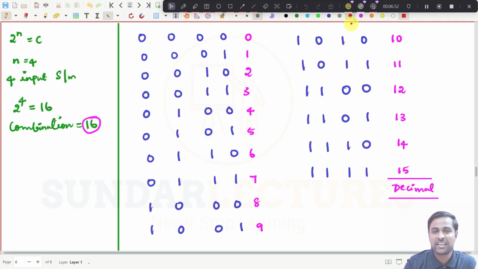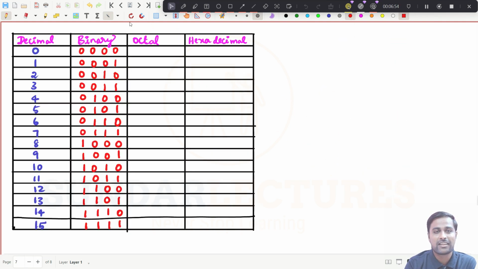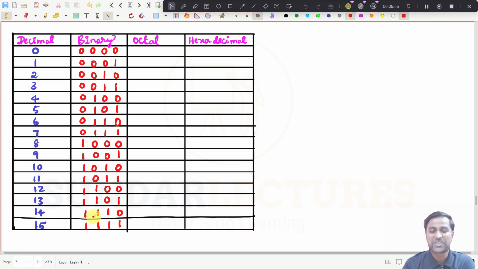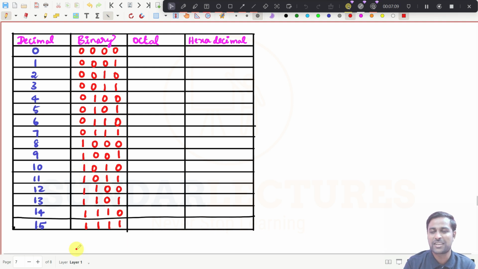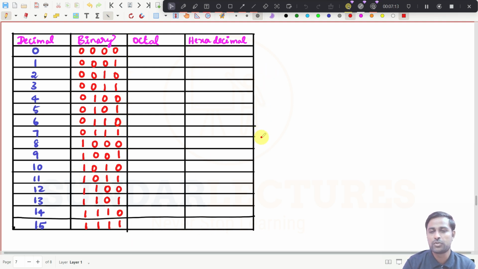The same thing, whatever we have got here, that is coming here. So this is a shortcut method to write the binary values for 16 combinations. If you have 32 combinations, 2 power 5 will be 32, then you put 16 zeros, 16 ones, 8 zeros, 8 ones, 4 zeros, 4 ones, 2 zeros, 2 ones, 0 1 0 1. Then you will have 5 digits. It is a shortcut method.